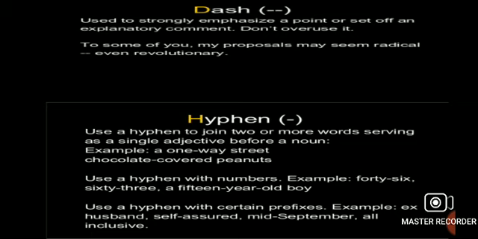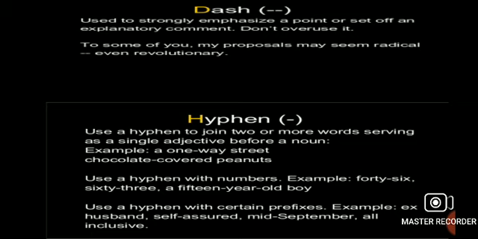Children, let's see dash. Dash is used to strongly emphasize a point or set off an explanatory comment. Don't overuse it. Let's see the example. To some of you, my proposals may seem radical, even revolutionary. Hyphen.